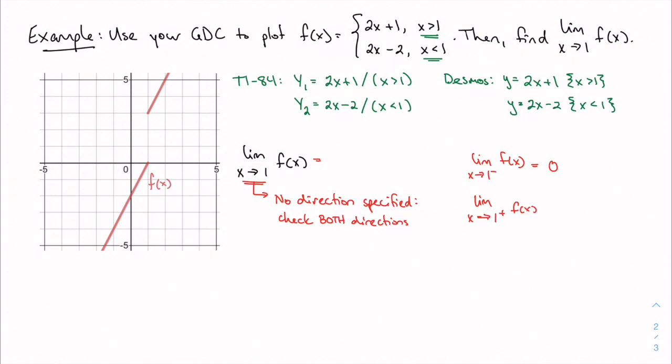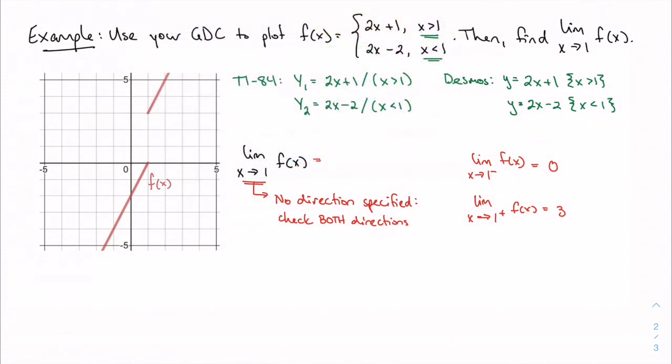I'm going to say the same thing from the right. So now I'm going to start from the right, I'm going to work my way over to 1. Well, what happens with the function? I get closer and closer and closer to this point. Well, this point, when I'm at x equals 1, I'm at y equals 3. So the limit from the right is 3.